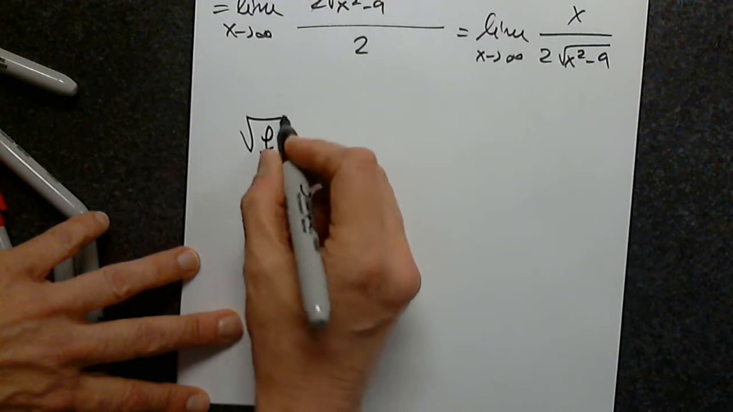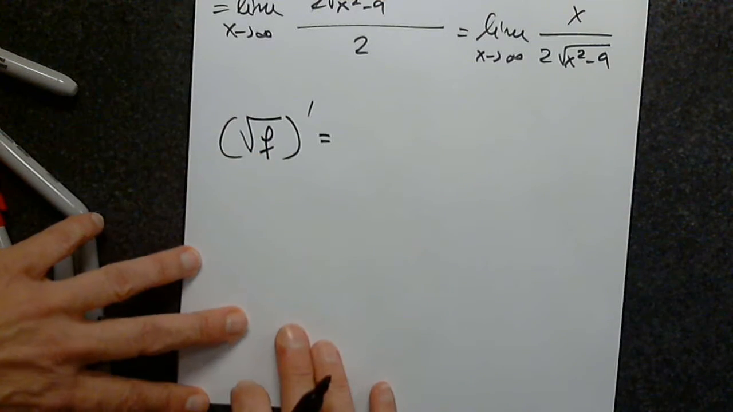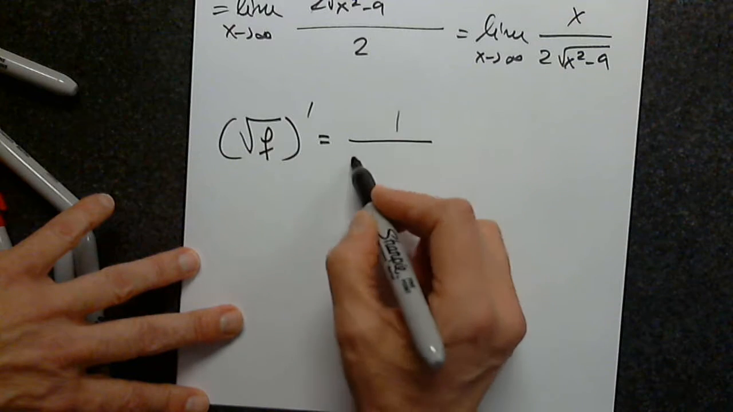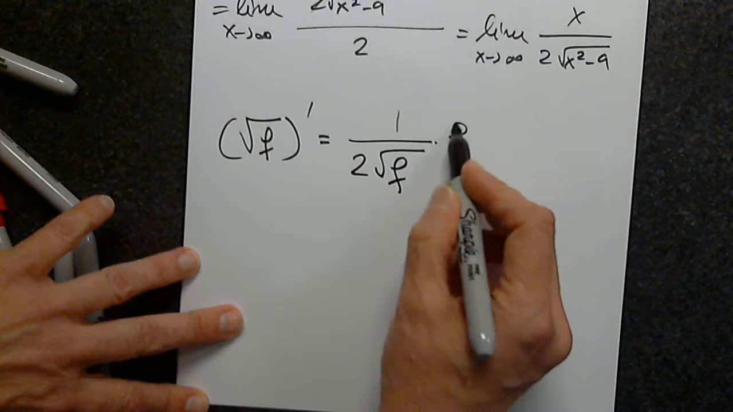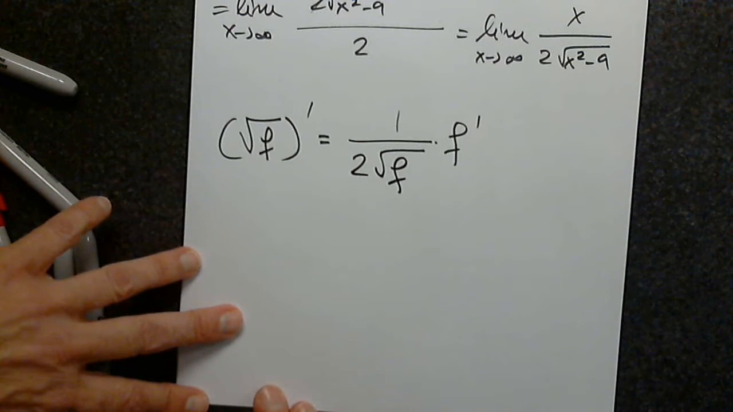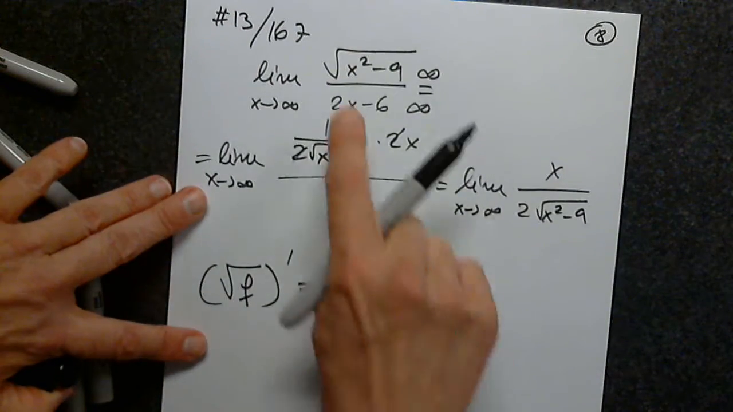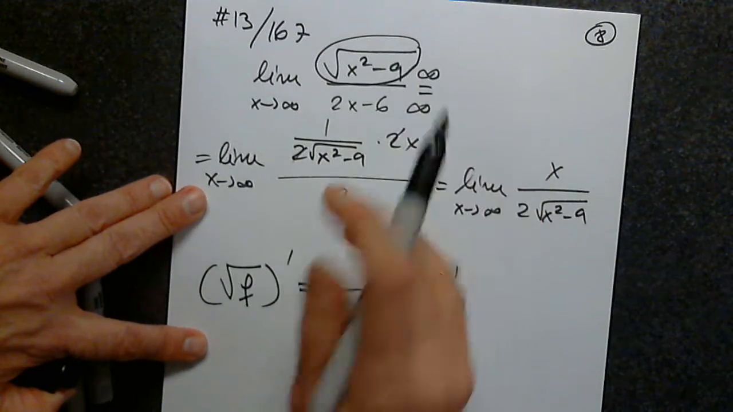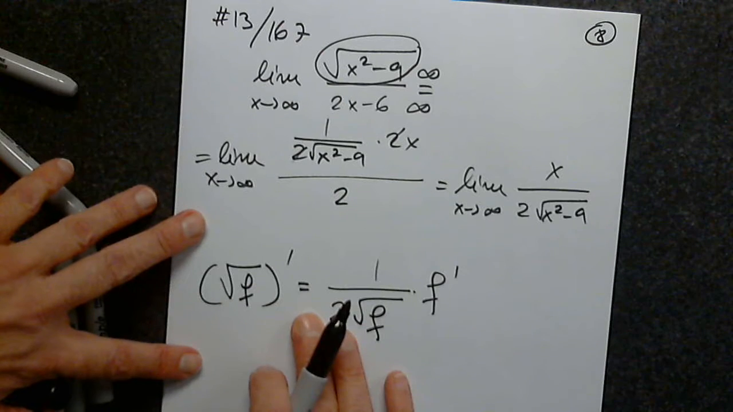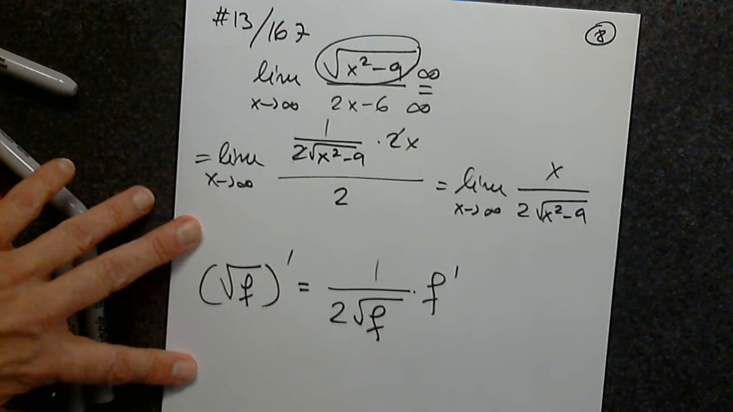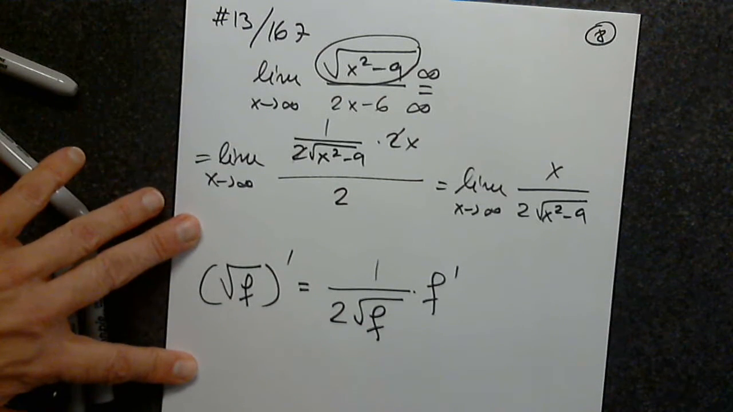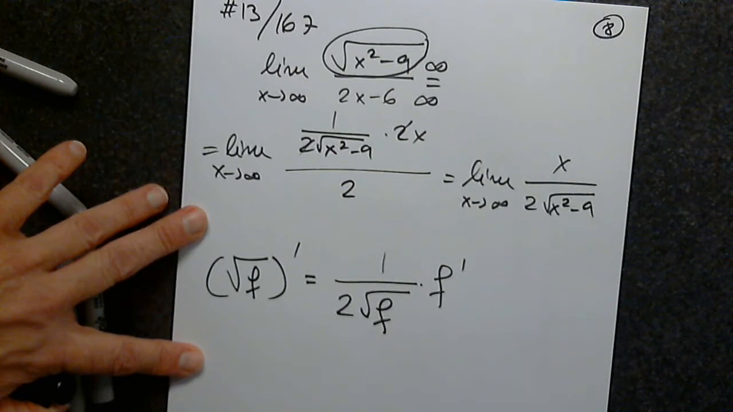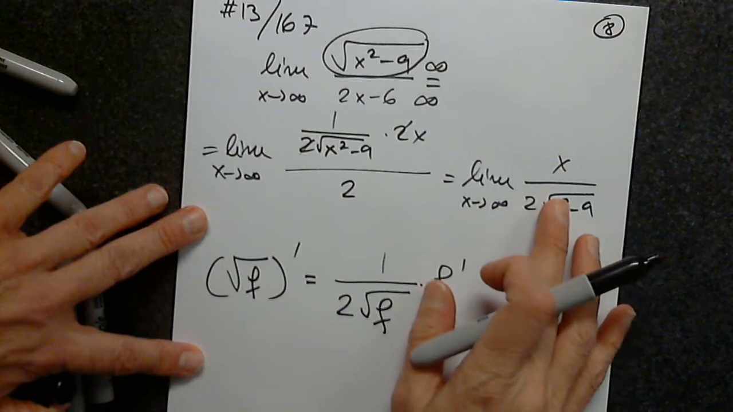The derivative of the square root of a function is 1 over 2 times the square root of the function, times the function prime. Yeah, I understand how you got that. I'm talking about how it becomes x over 2 times the... you mean from here? Yes.